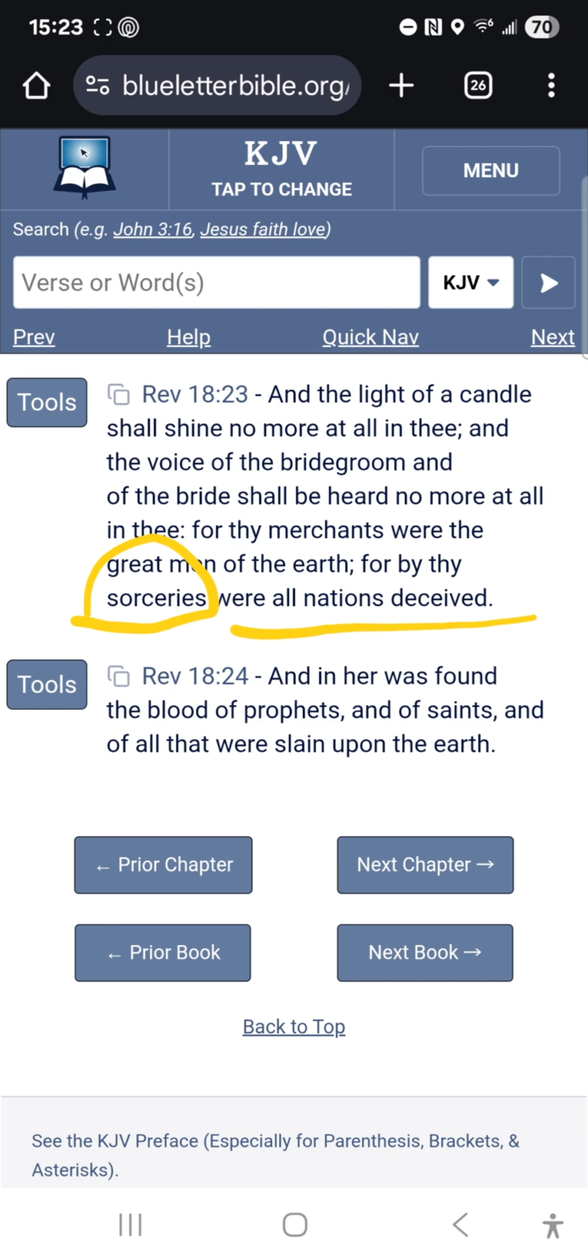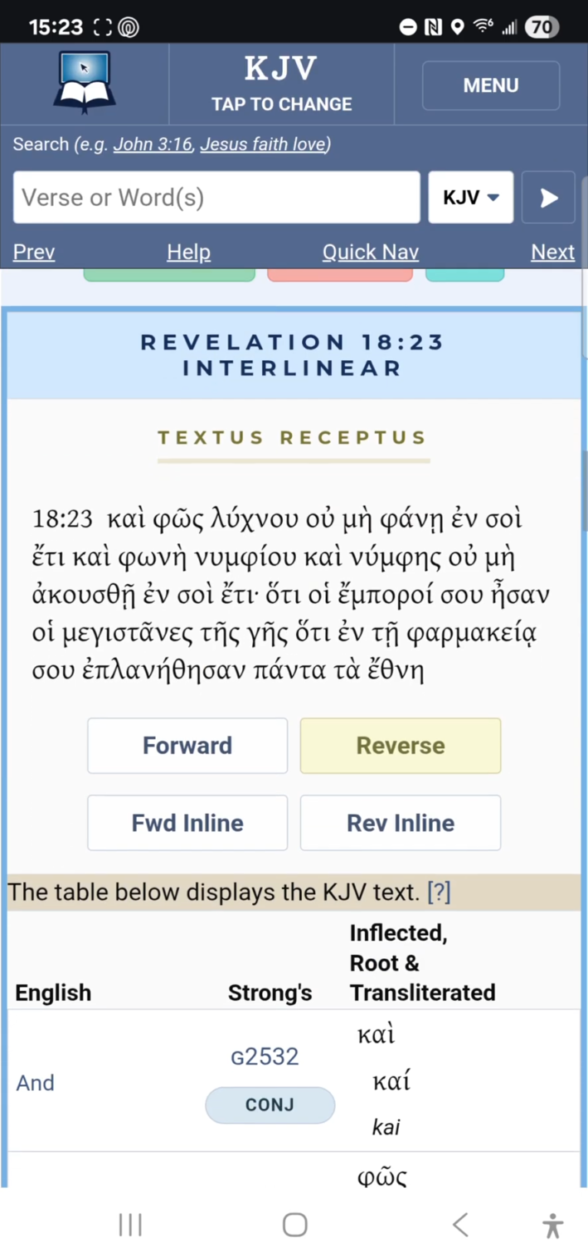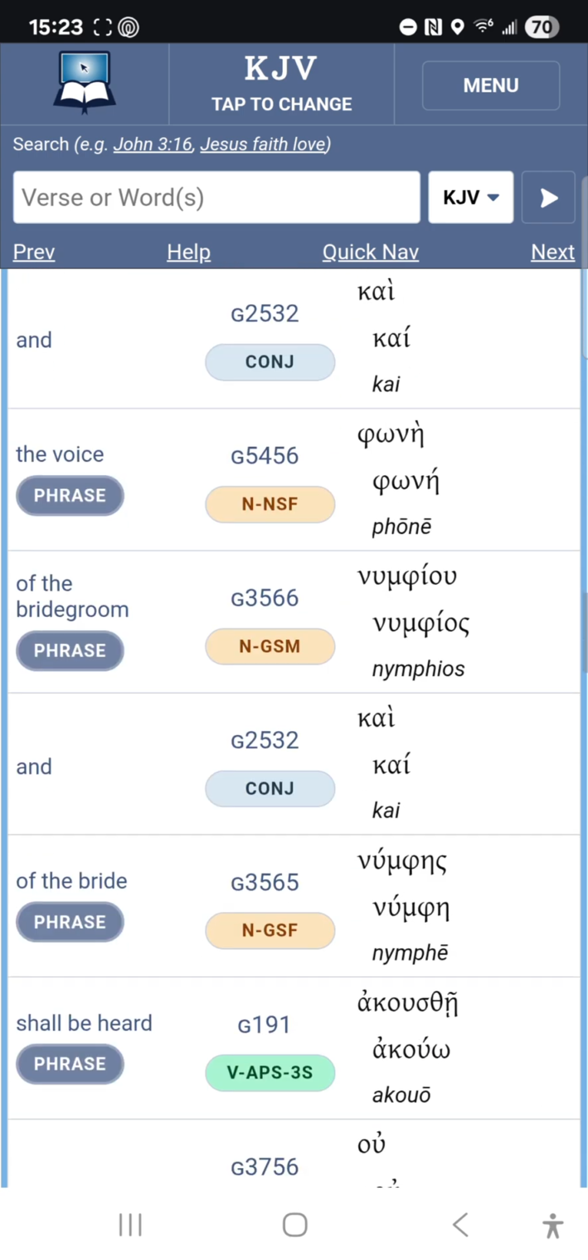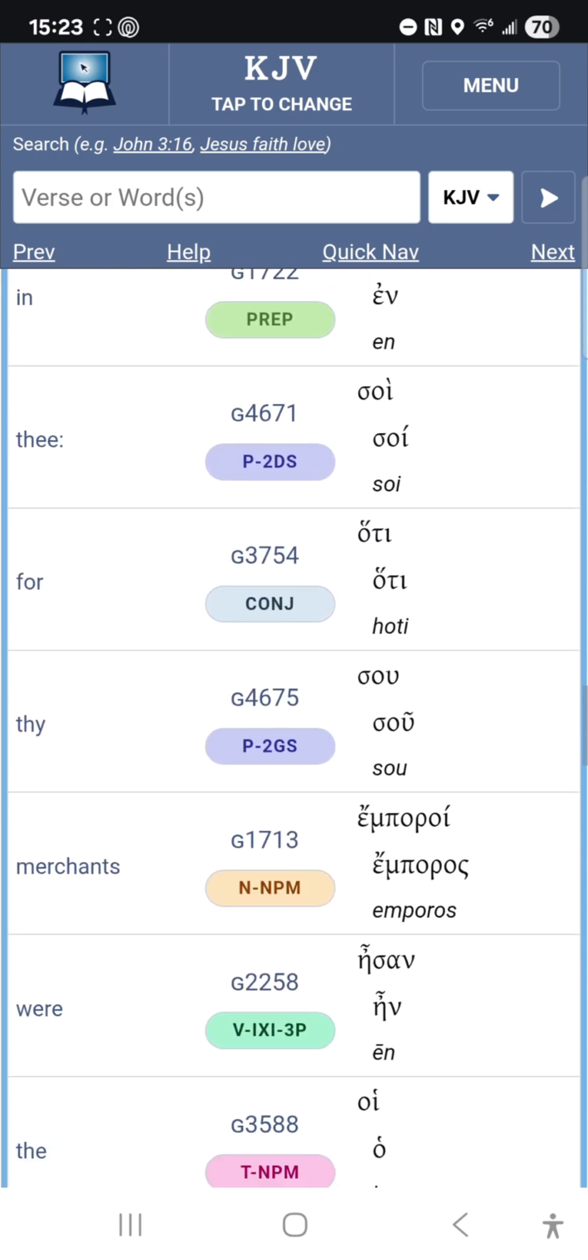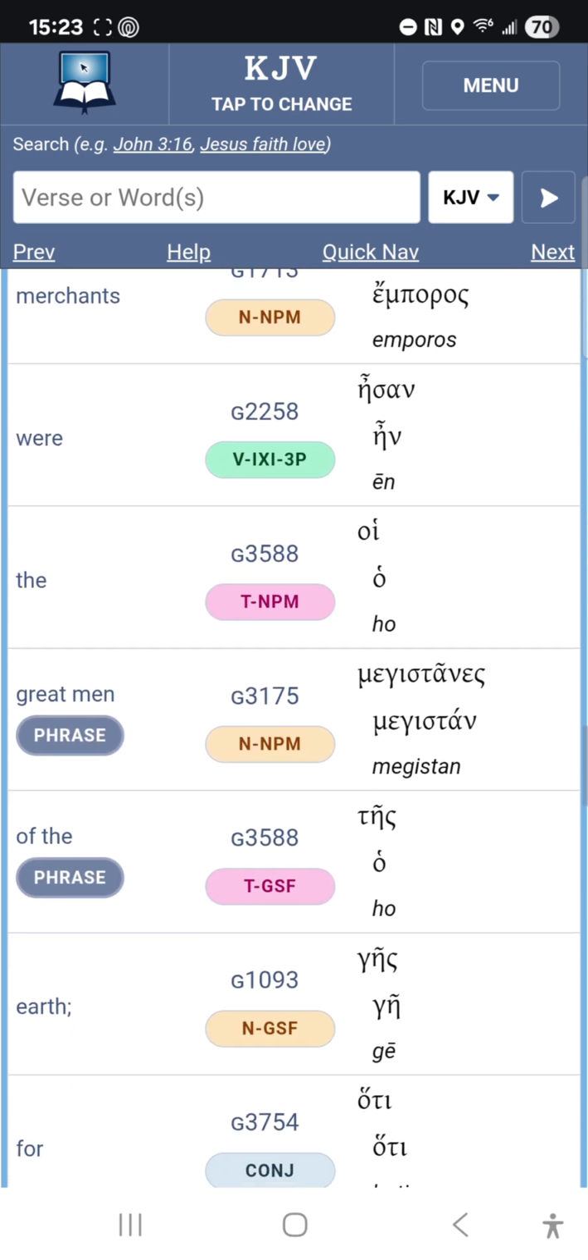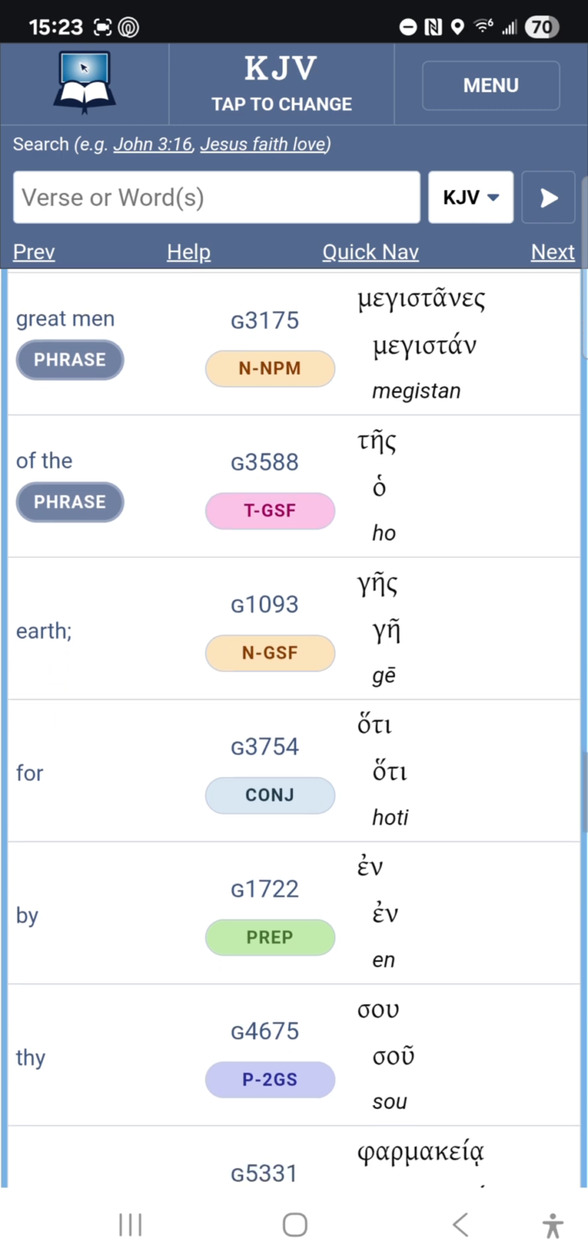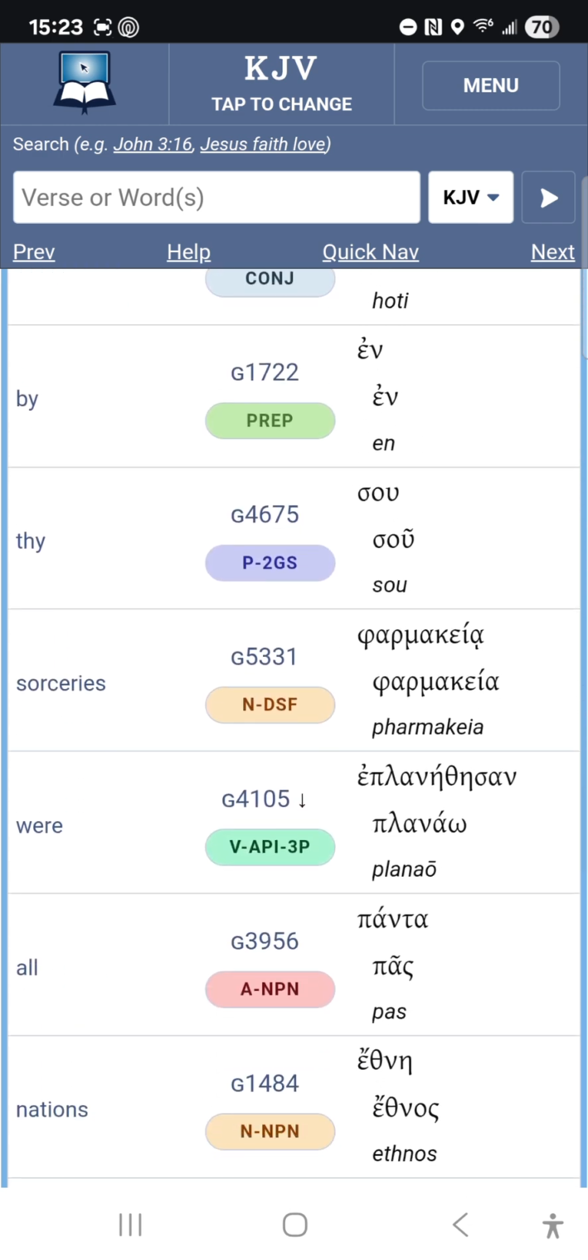So what I did was, you go to tools over here on the side, and then you go find that word. It opens it up and shows each Greek word that's used for the word that we're reading. So right here, you see this is sorceries. This is the Strong's Concordance reference number, because blueletterbible.org goes by Strong's Concordance. And then you see the Greek word is pharmakeia.